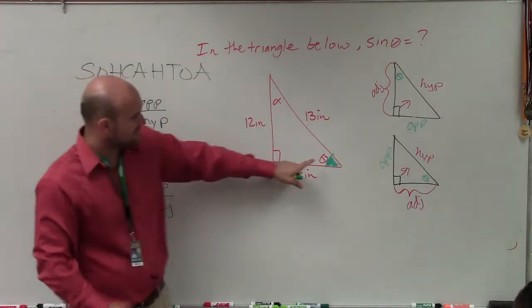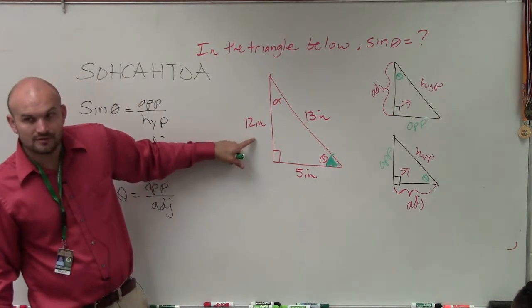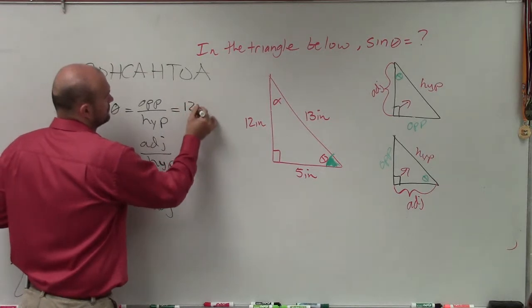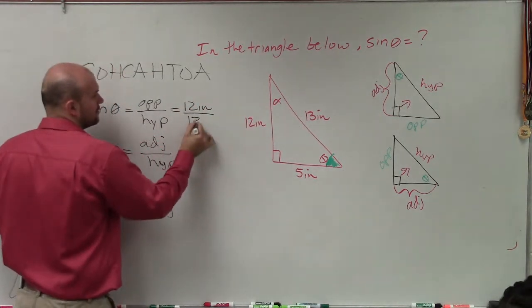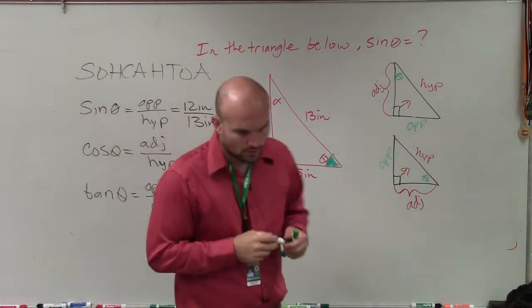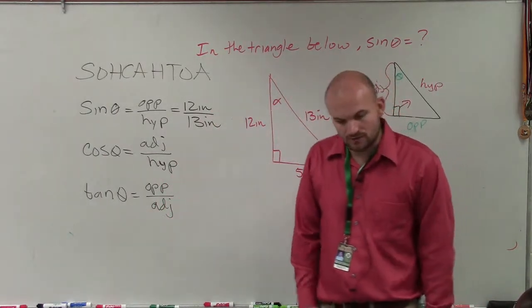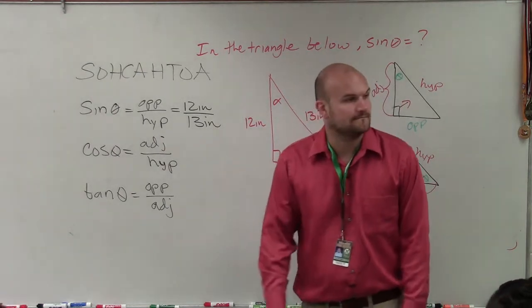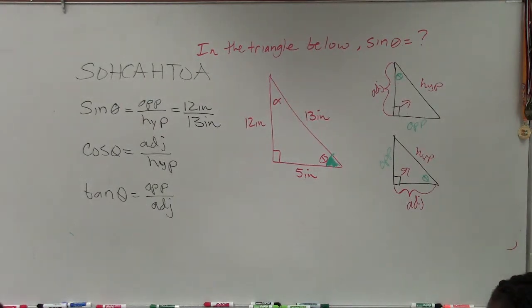So the opposite of theta is going to be 12 inches over 13 inches, which reduces down to, I'm sorry, 12 over 13, which is answer number C. OK? Answer letter C. Does anybody have any other questions on that?